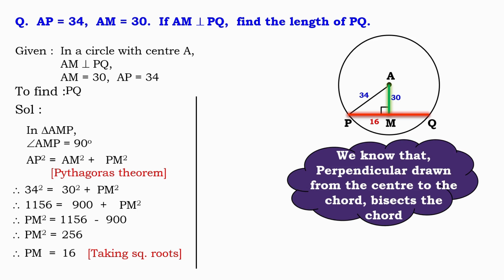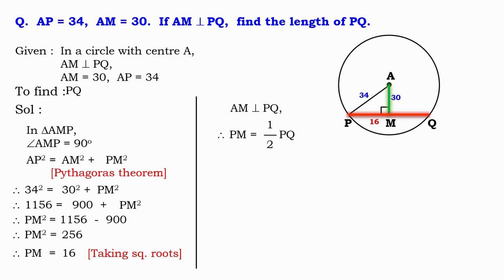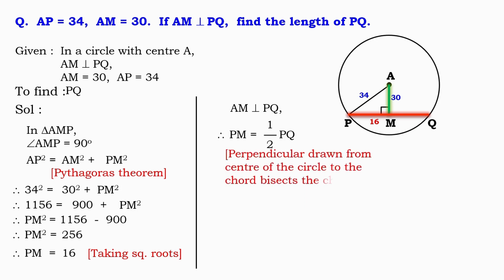Now we have to find PQ. So here we will apply the theorem that we know, that a perpendicular drawn from the center to the chord bisects the chord. So AM is perpendicular to PQ, so PM will be half of PQ. Here also we need to mention the theorem, that a perpendicular drawn from the center of the circle to the chord bisects the chord. So 16 equal to half of PQ. So PQ will be 32.